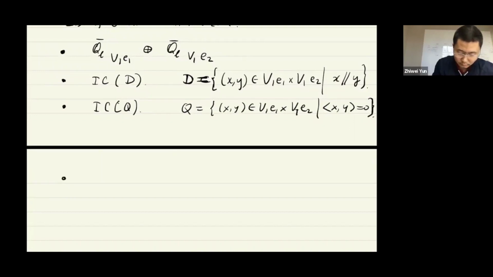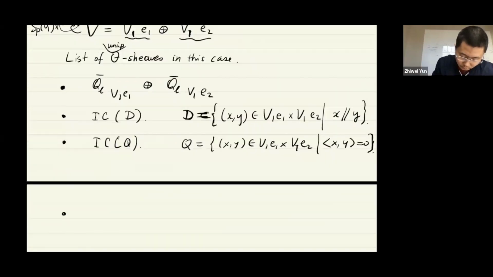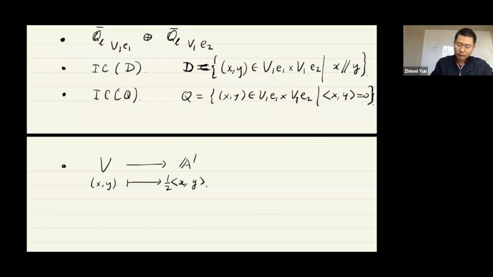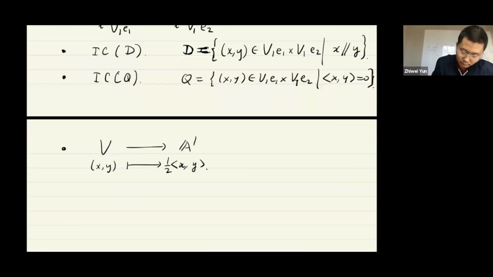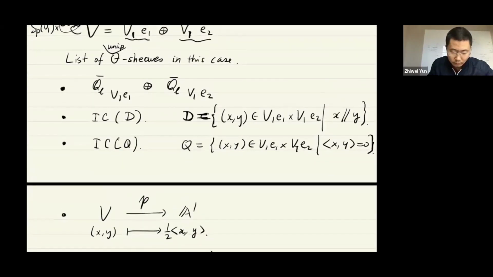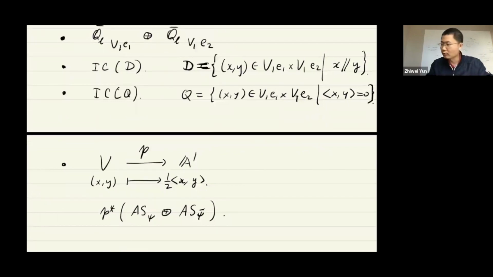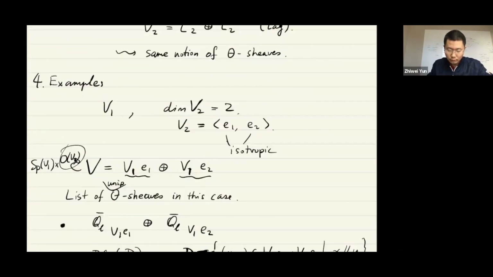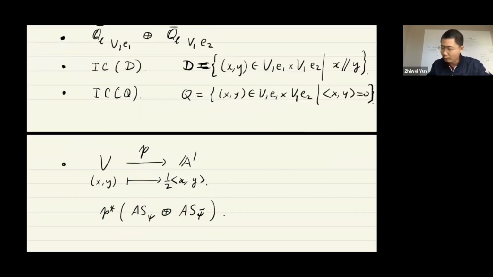Last one is we consider the map from V to A1, taking (x, y) to half of the pairing, using a symplectic form on V1. And then we take the pullback of Artin-Schreier psi plus Artin-Schreier psi bar. That's also a unipotent theta intertwining sheaf. So this is the list in the simplest example, when V2 is two-dimensional, of unipotent theta sheaves.